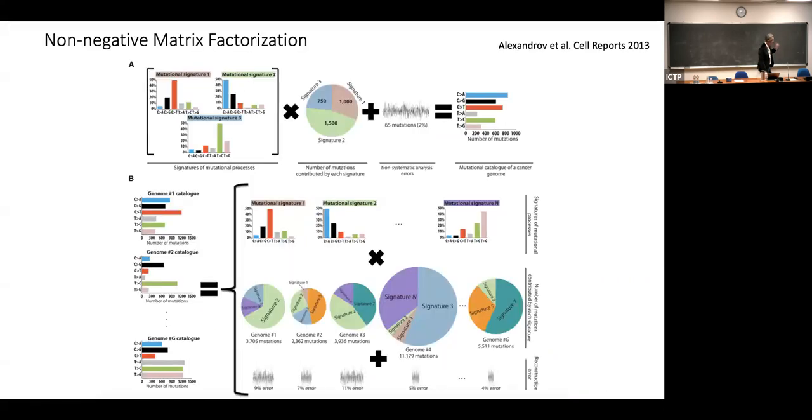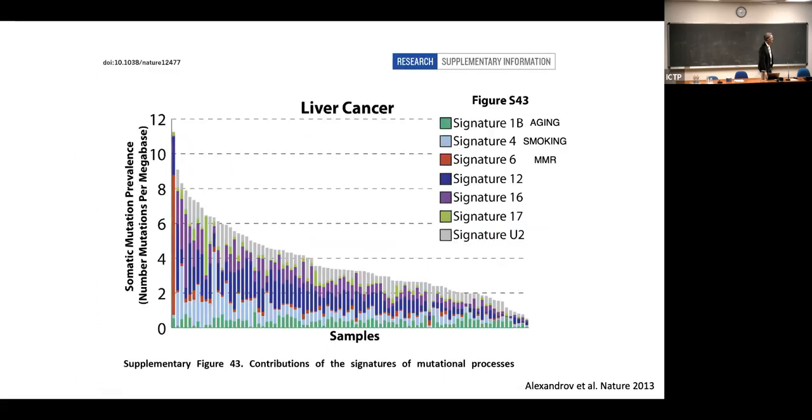I was interested in this approach. Now I think you understand what I did before, because I'm interested in what causes cancer. But I noticed that there were some problems. For example, when you look at liver cancer, each rectangle here is one patient, okay? And the height is the total number of mutations found in that patient.